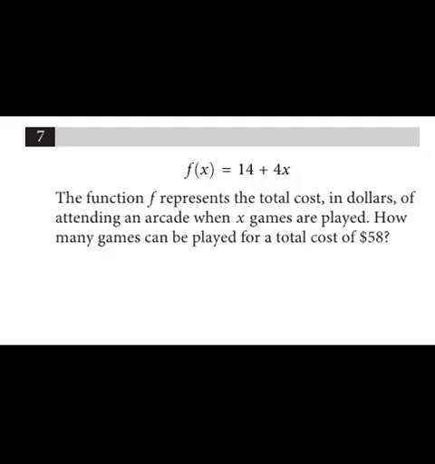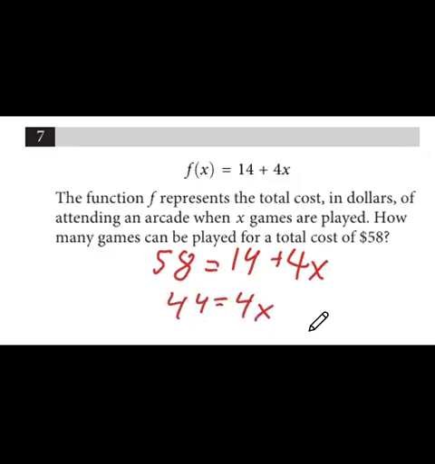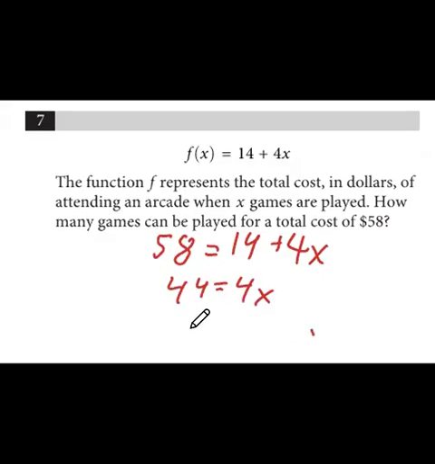Okay, so question 7, f of x equals 14 plus 4x. We have a function. How many games can be played for a total cost of 58? F is the total cost, so we have 58 equals 14 plus 4x. Find x. Subtract 14 from both sides. That gets us 44 equals 4x, which means we divide both sides by 4 and we get x is equal to 11. So the correct answer is 11.